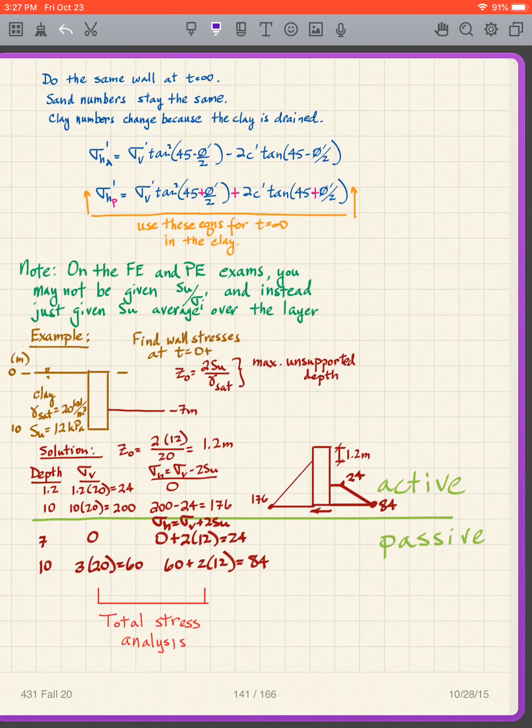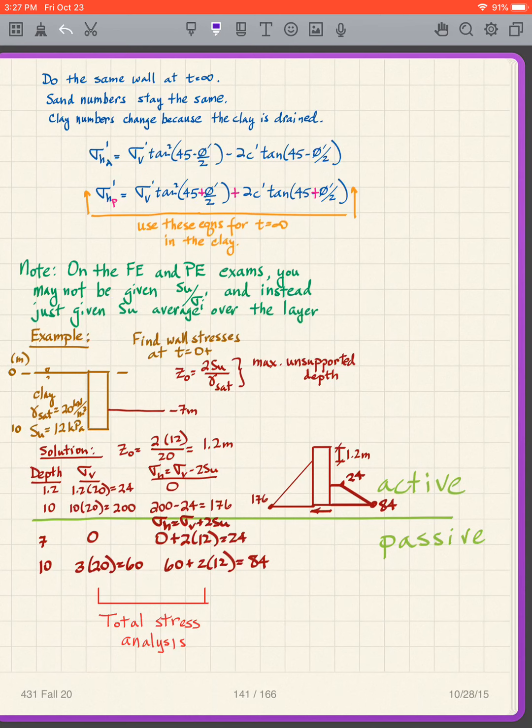Okay, I want to note that on the FE exam and the PE exam, the Fundamentals of Engineering and the Professional Engineering exams, you may not be given Su over sigma prime I. Sometimes they don't do that. Instead, they just give you an Su average over the layer. It's very common. So let's just do a quick problem to show you how to handle that situation.